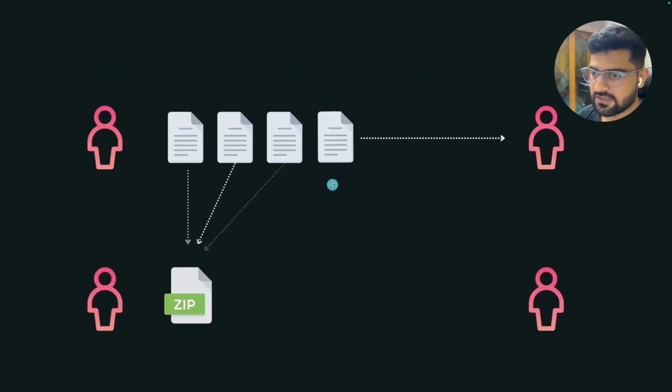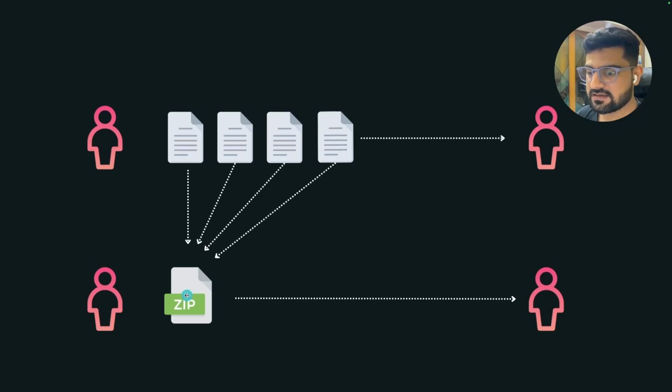So for an example, you can imagine sending one single zip file from one person to another instead of sending multiple files one by one. It's quicker and more efficient, right? That's essentially what Optimism does for transactions.